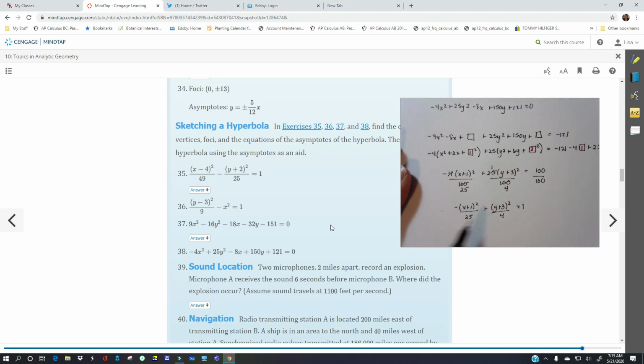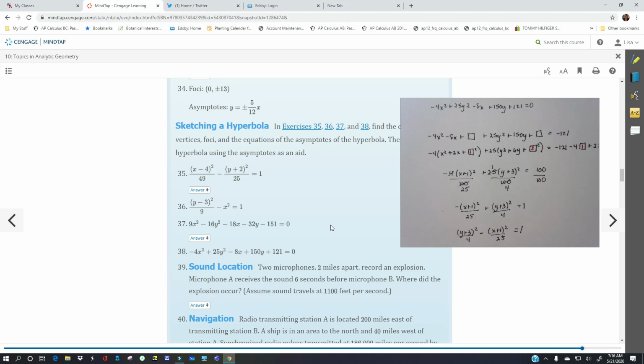Now the problem is, this is supposed to be a hyperbola. The signs are definitely different. We can't keep it like that, so we're just going to rearrange these. So we would write this as (y plus 3) squared over 4 minus (x plus 1) squared over 25 is equal to 1.